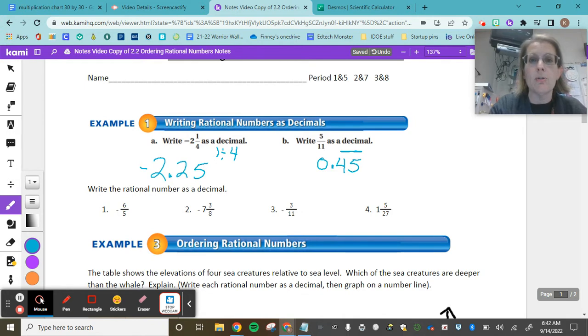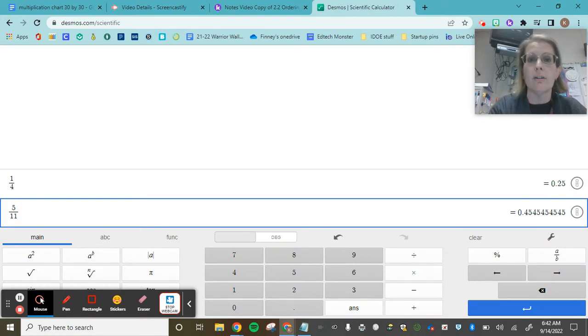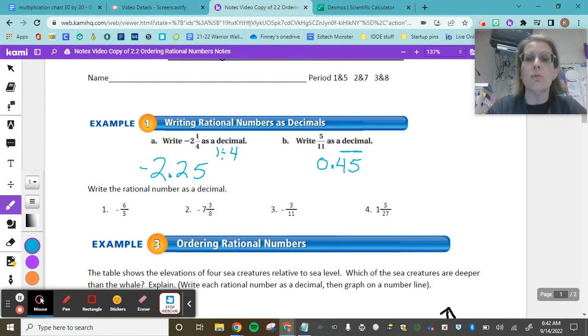Now I'd like you to practice. Use your calculator. You can either go to Schoology and use the Desmos calculator link there. So this is the online Desmos calculator. Or you can use one of our calculators in class. So try 1, 2, 3, and 4 and check it with your Edpuzzle video.